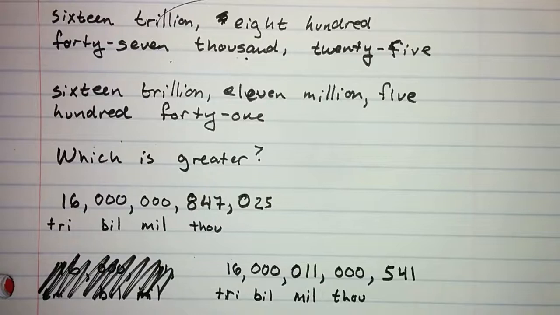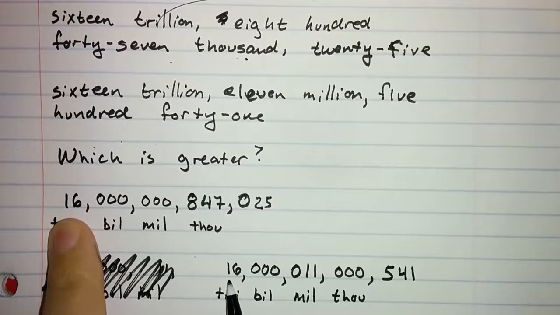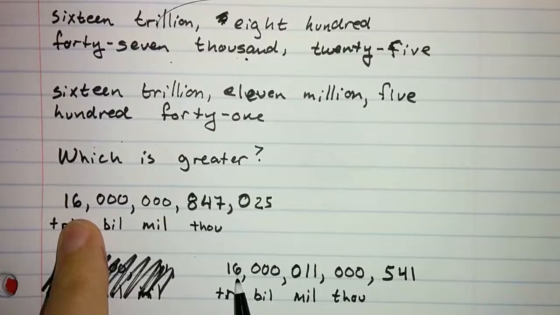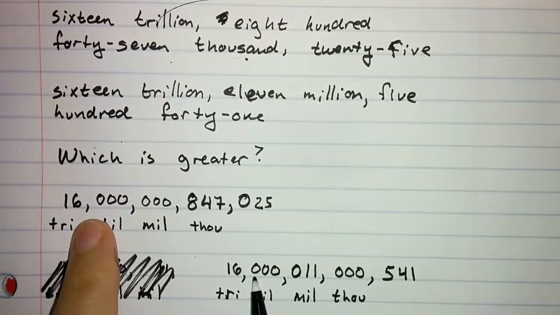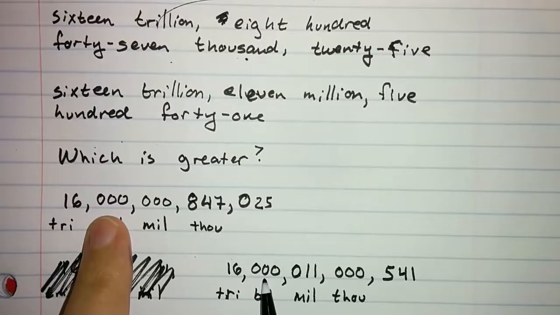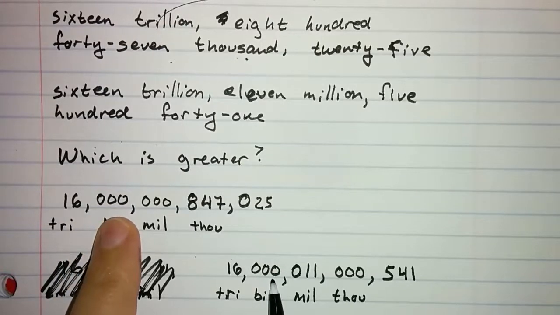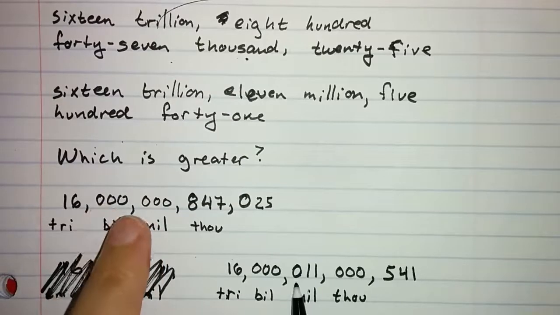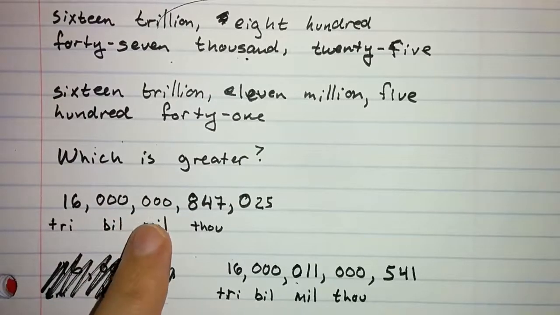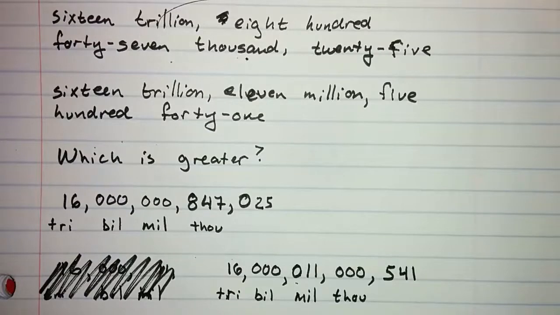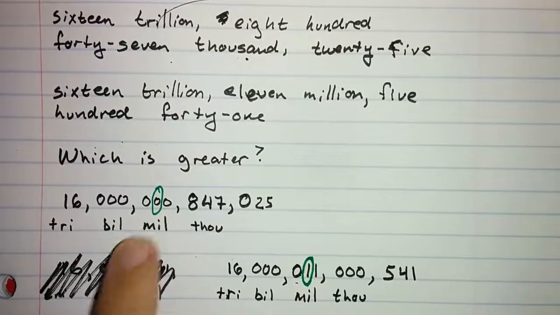I'm going to look through these place by place. They have the same number of 10 millions, the same number of millions, the same number of 100 billions, the same number of 10 billions, the same number of billions, the same number of 100 millions. I see that the first place that they're different is in the 10 millions place. Now, 110 million is definitely bigger than no 10 millions.